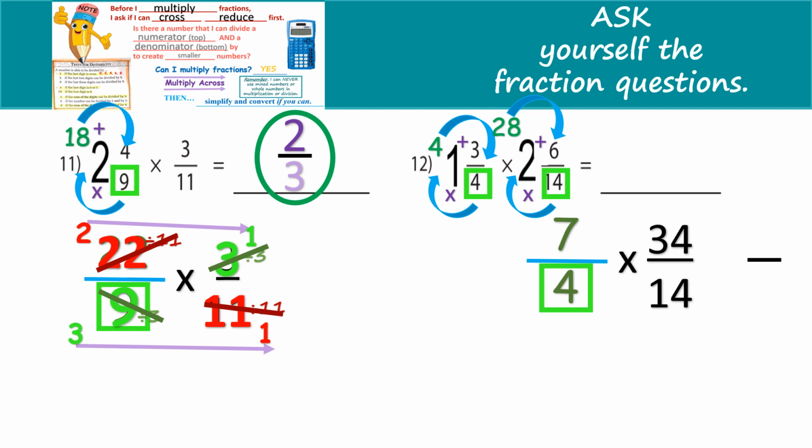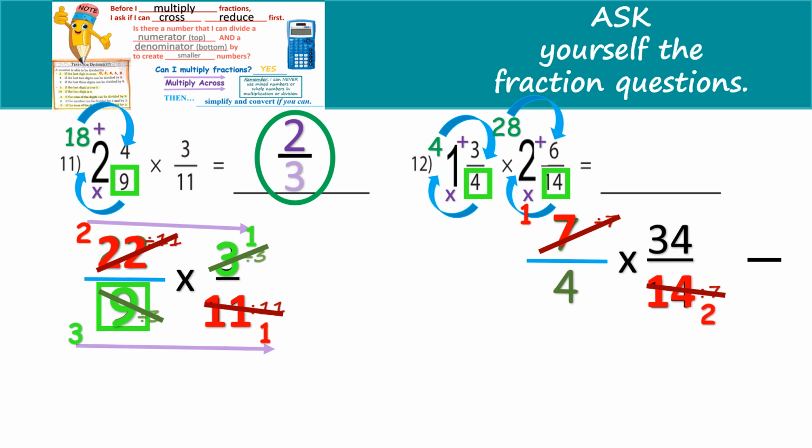Now I want to see if there's anything I can cross reduce. Well, I notice that 7 and 14, and I know if I multiply 7 by 2, I get 14. If I don't know that, then I take 14 divided by 7, and I do get 2. So I'm going to reduce both of those diagonally by 7. 7 will go into 7 one time, and 7 will go into 14 two times.